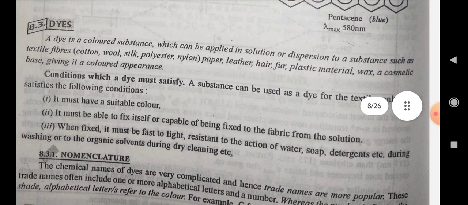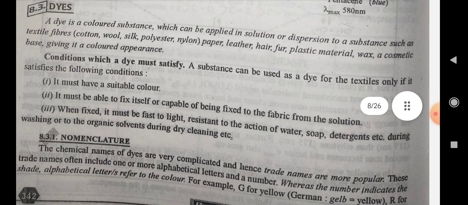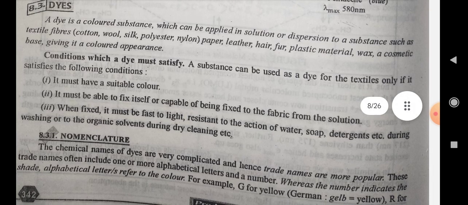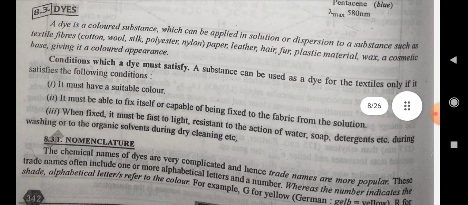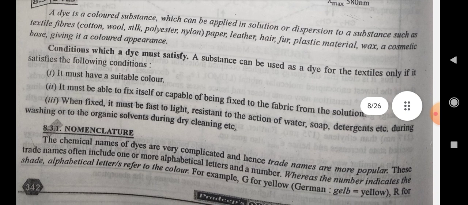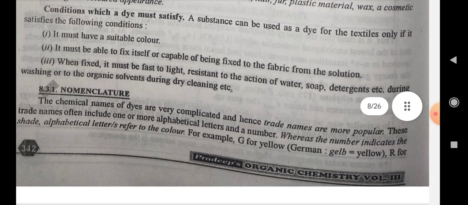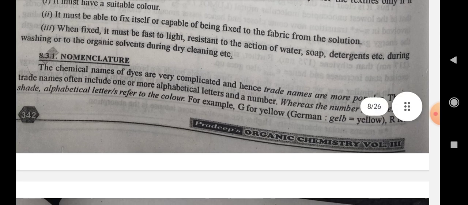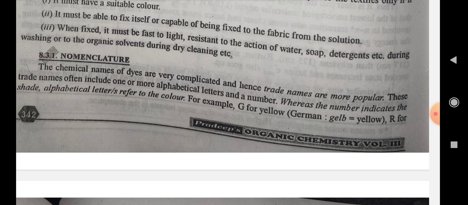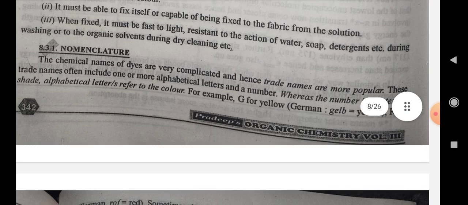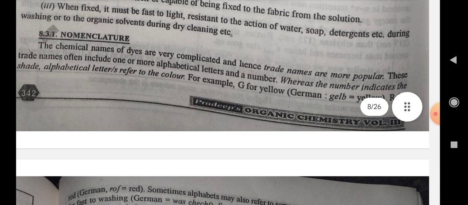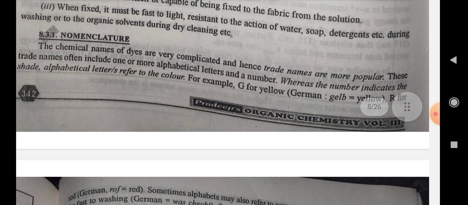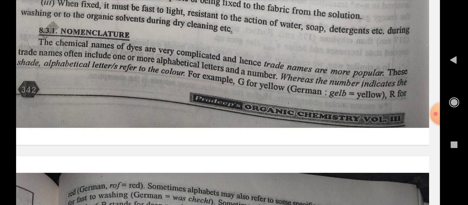Dyes. A dye is a colored substance which can be applied in solution or dispersion to a substance such as a textile, paper, leather, hair, plastic material, wax, or a cosmetic base, giving a colored appearance. Conditions which a dye must satisfy: a substance can be used as a dye for textiles if it satisfies the following conditions. It must have a suitable color. It must be able to fix itself, or be capable of being fixed, to the fabric from solution. When fixed, it must be fast to light and resistant to the action of water, soap, detergents, etc. during washing, or to organic solvents during dry cleaning.